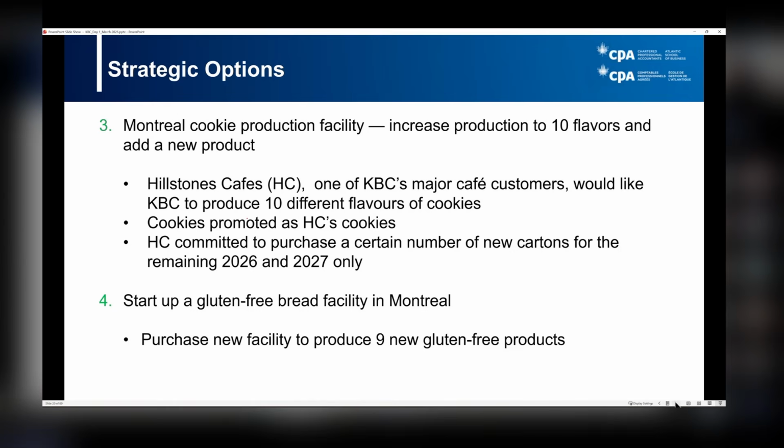And the last option was to start up a gluten-free bread facility in Montreal. So they would need to purchase a new facility, and the goal was to produce 9 new gluten-free products.